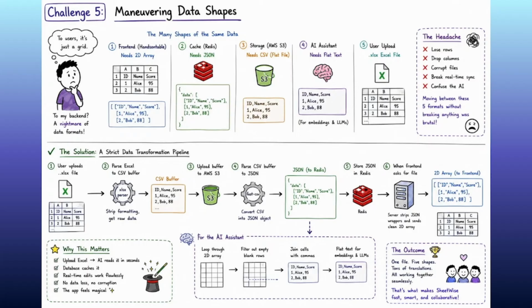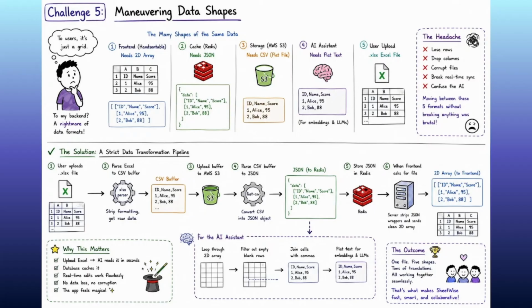My long-term storage, AWS, needed it as a flat CSV file because it's a universal standard, and my AI assistant can't read arrays or CSVs at all. It needs data squashed into a text string so that it can generate vector embeddings. And of course, users wanted to upload raw Excel file formats. Moving data between these 5 formats without losing rows, dropping columns, or corrupting the files was a massive headache for me. I had to build a very strict data transformation pipeline on the backend.